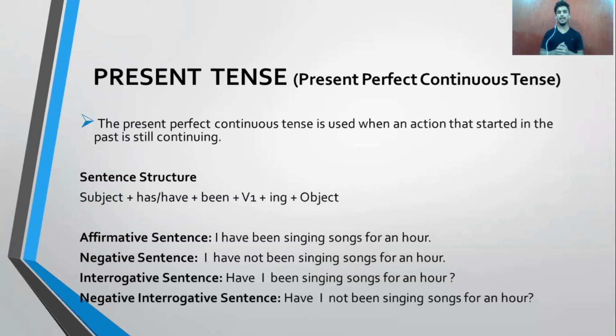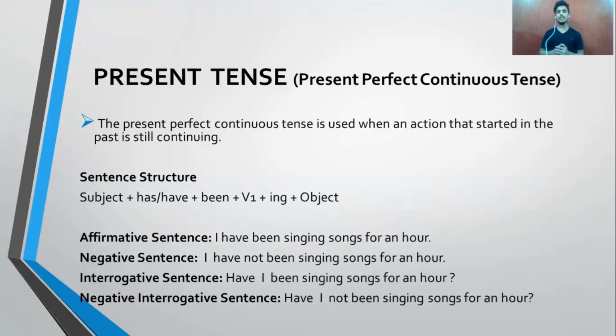Sentence structure is like as first we will put the subject, then helping verbs which are has and have, plus been, and then fourth form of the verb, and then the object. In affirmative sentence, the same structure will be written like I have been singing song for an hour. In negative sentence, we will put the not after the helping verb, but before the been. I have not been singing song for an hour.